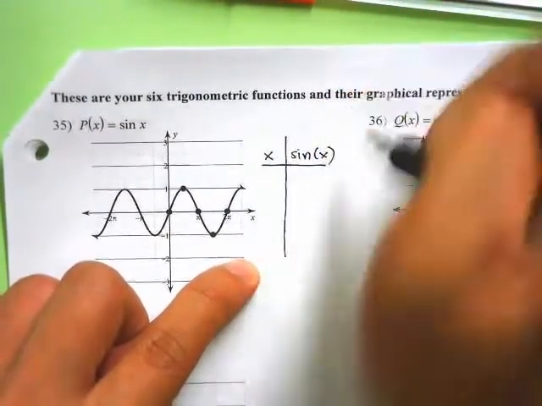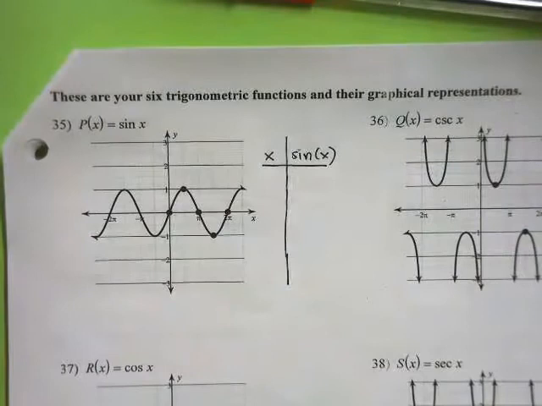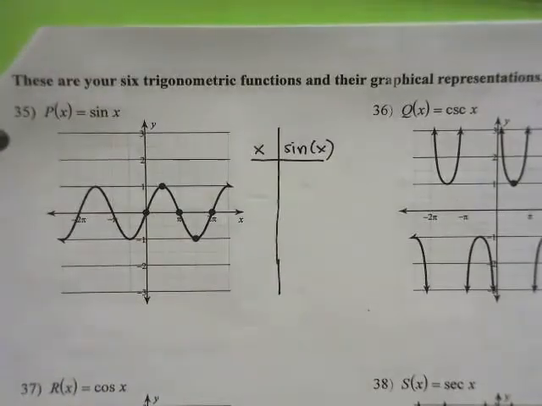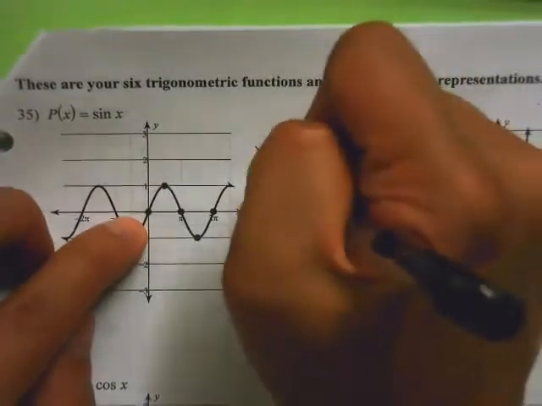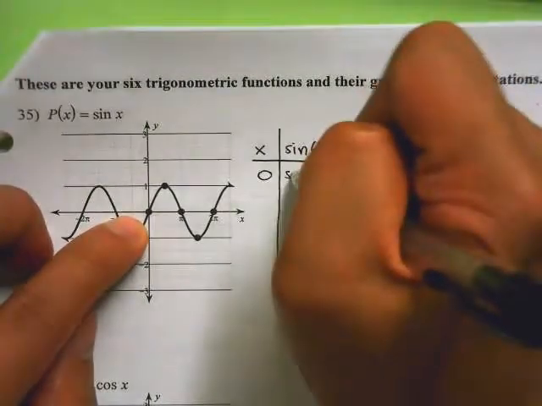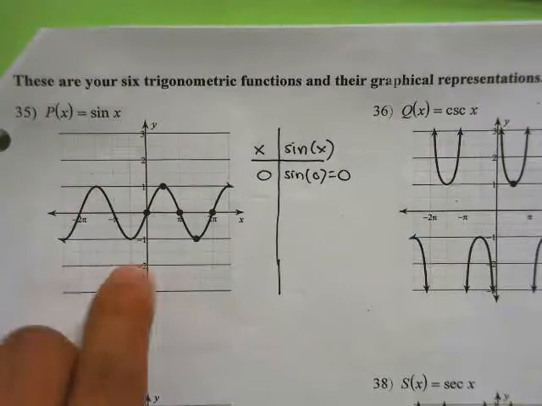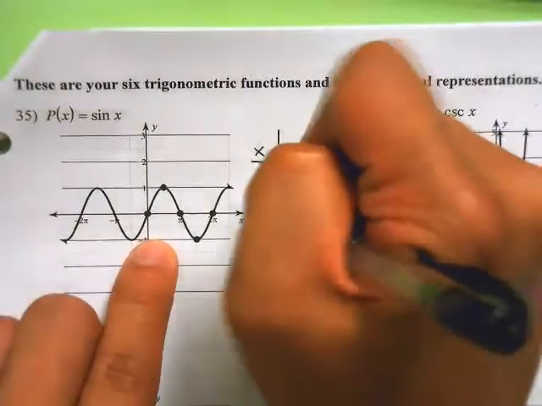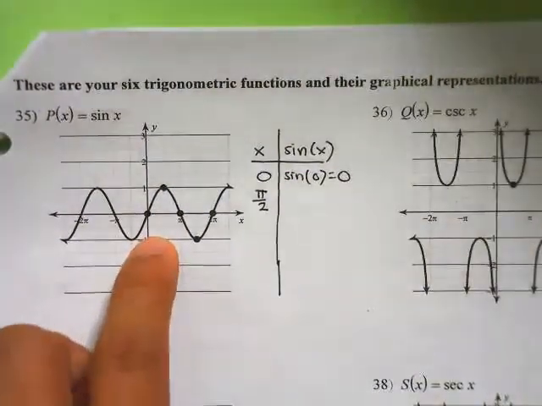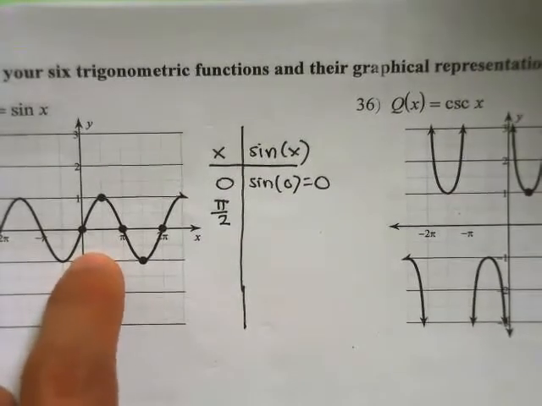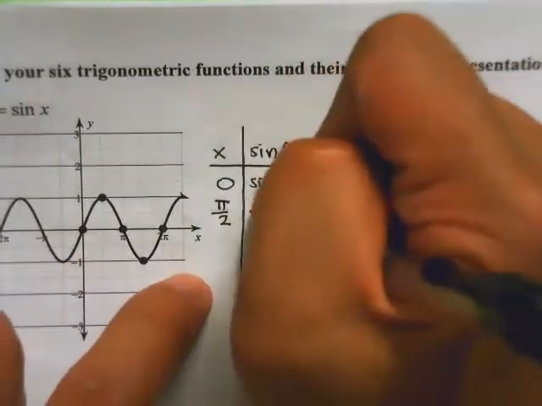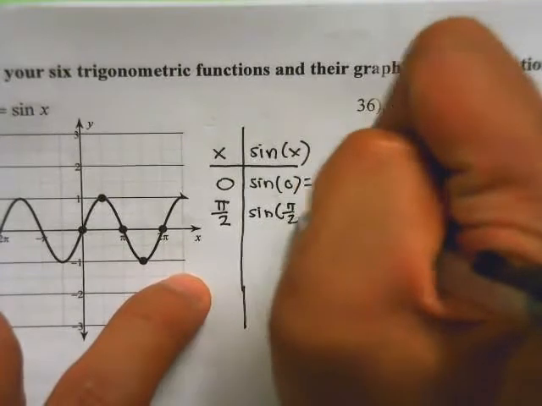Let's just plug that in. So I think I've been inputting for your x values every pi over 2, and so we start off with 0. Sine of 0 is going to be 0, okay? And then pi over 2, or 90 degrees. So sine of 90 degrees, or sine of pi over 2, is going to be 1.